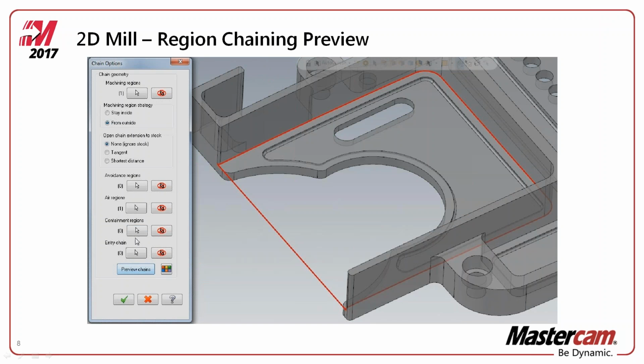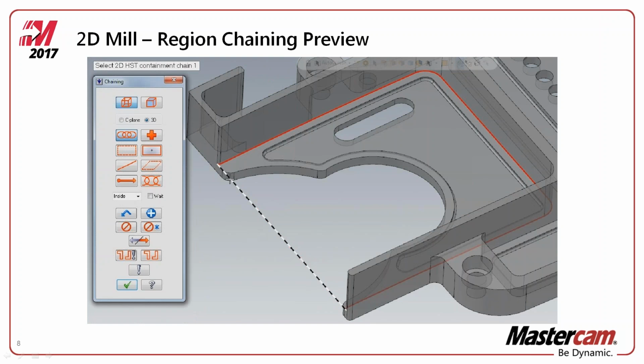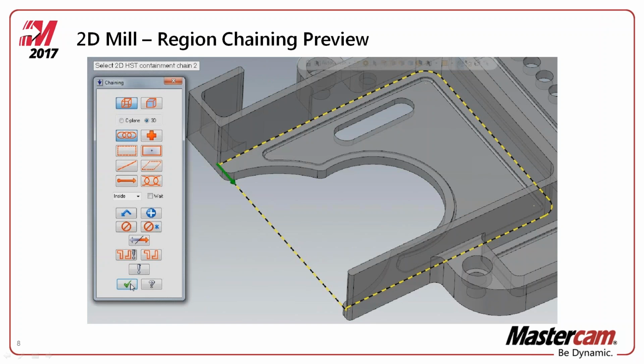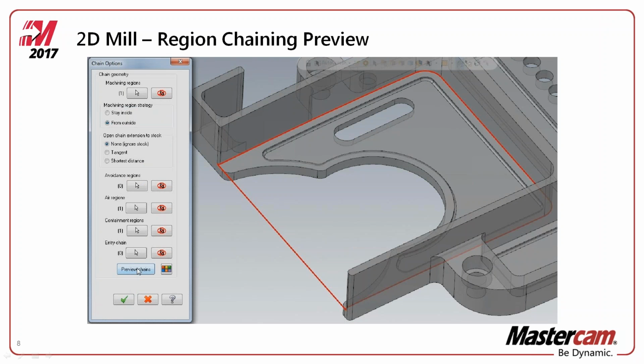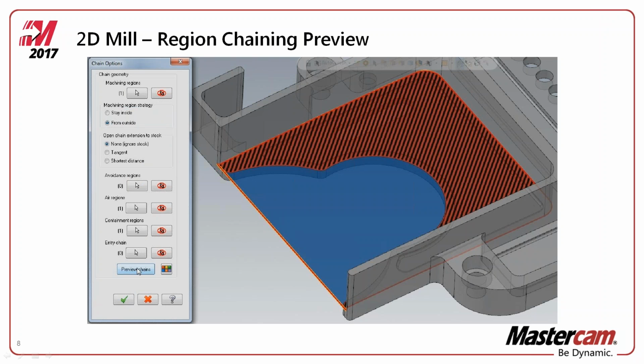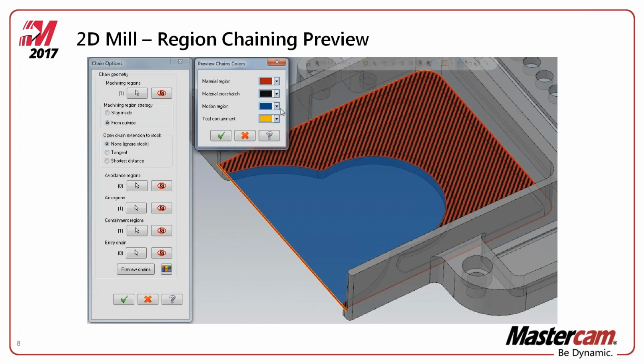Again, the red and the black is where we're going to be cutting. The blue is more or less the air region, and the yellowish gold color is going to be our containment boundary. So that's very nice and helpful before we actually get into the toolpath and see exactly what's going on with it.